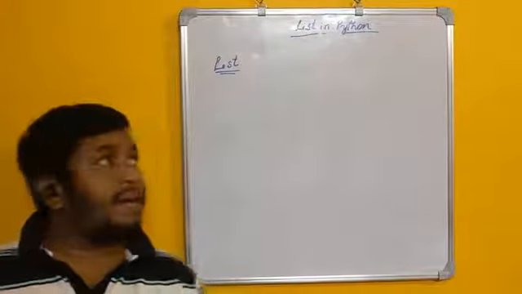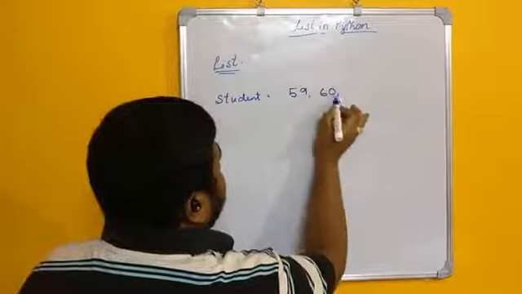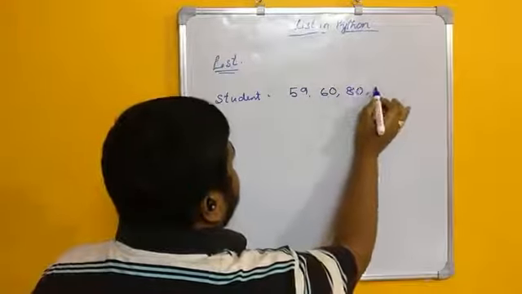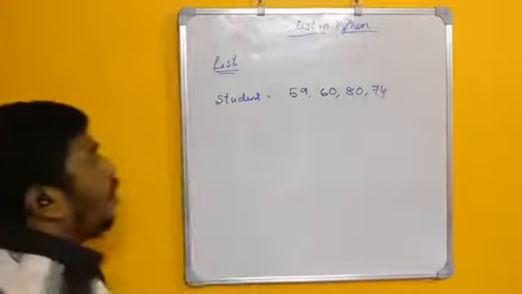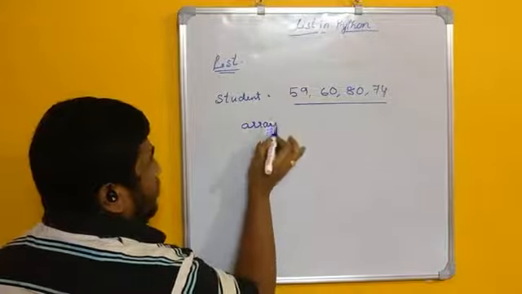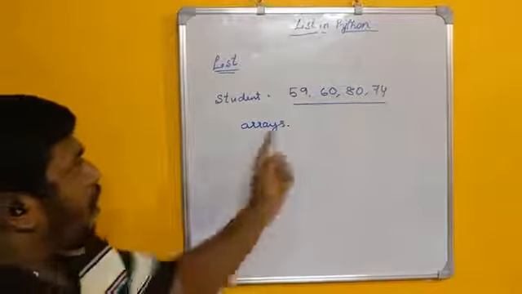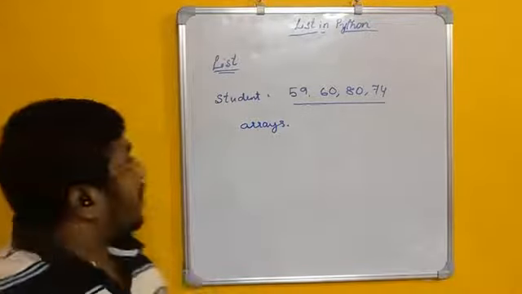If a student takes some marks, say 59, 60, 80, 74, these are all integer type. So we can represent these values in arrays because all are of similar types, like 59, 60, 80, 74, all are integer types. So we can represent it in arrays.